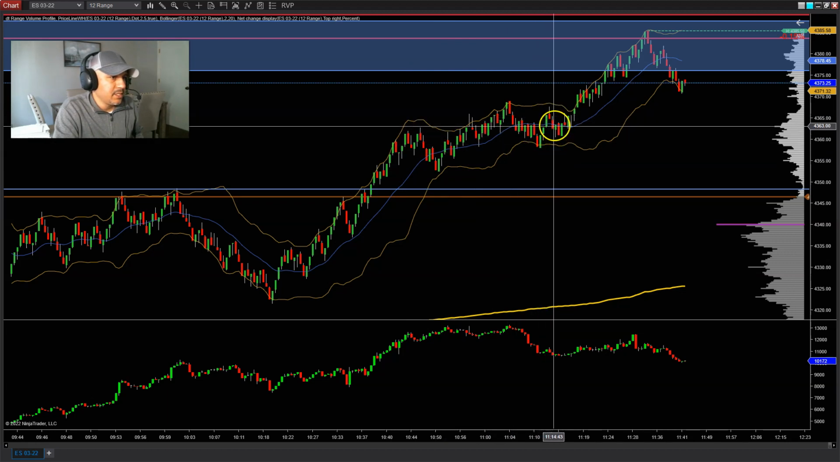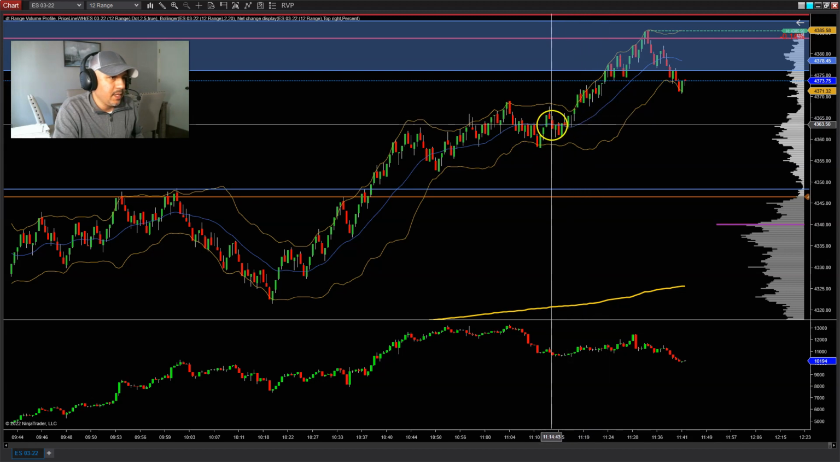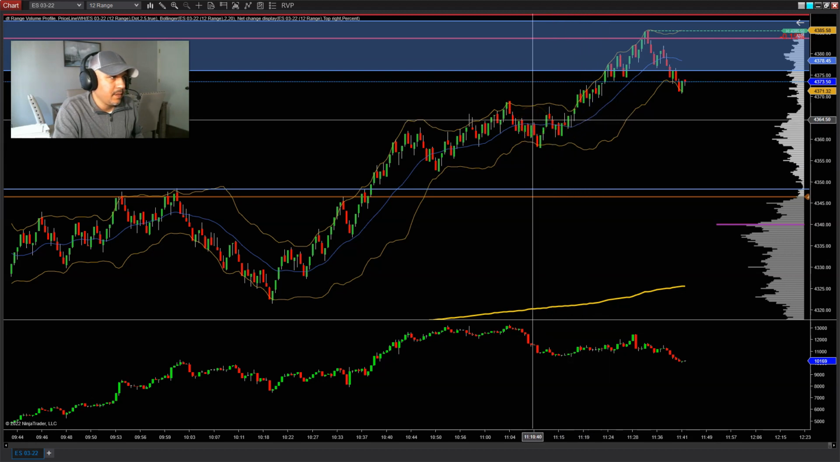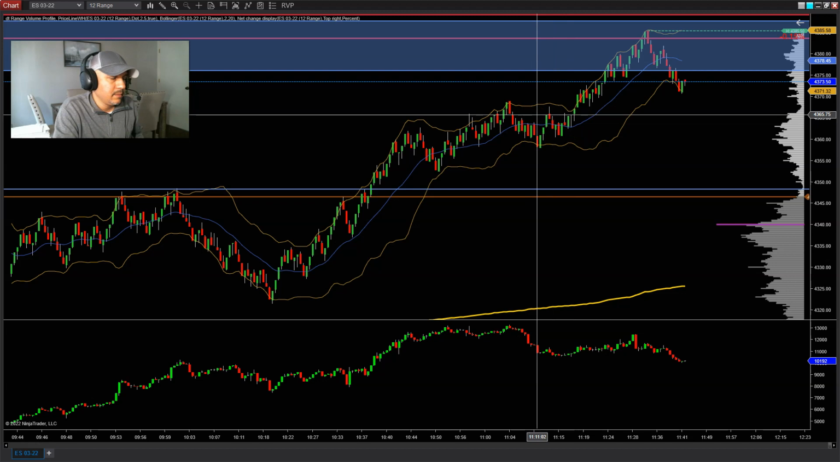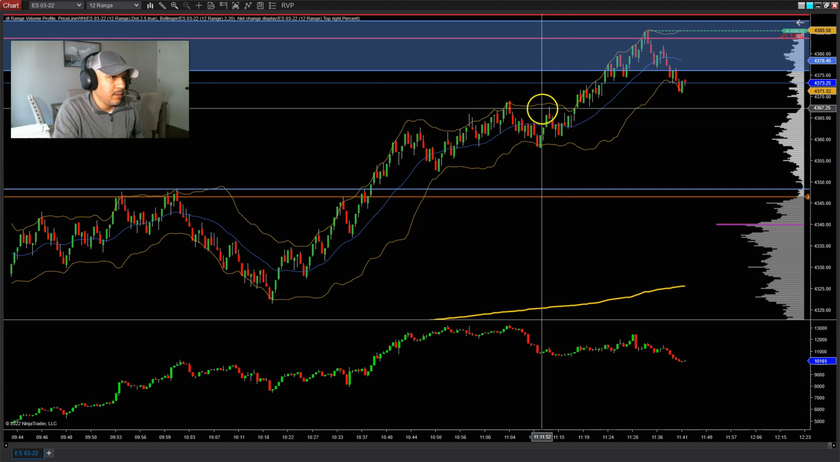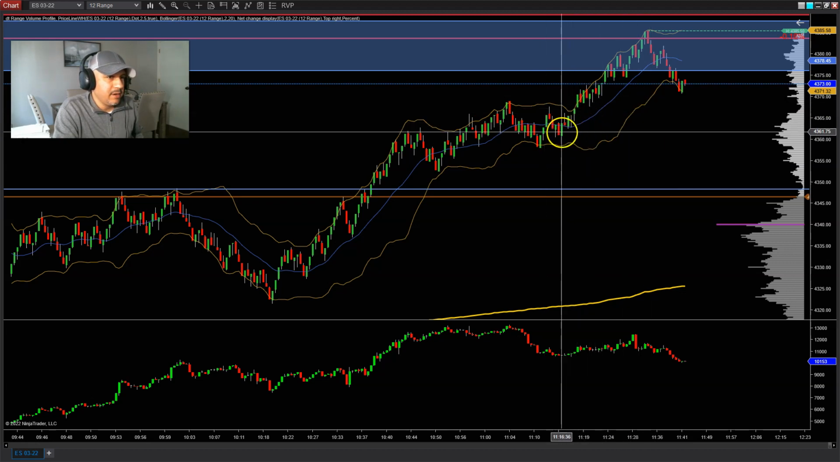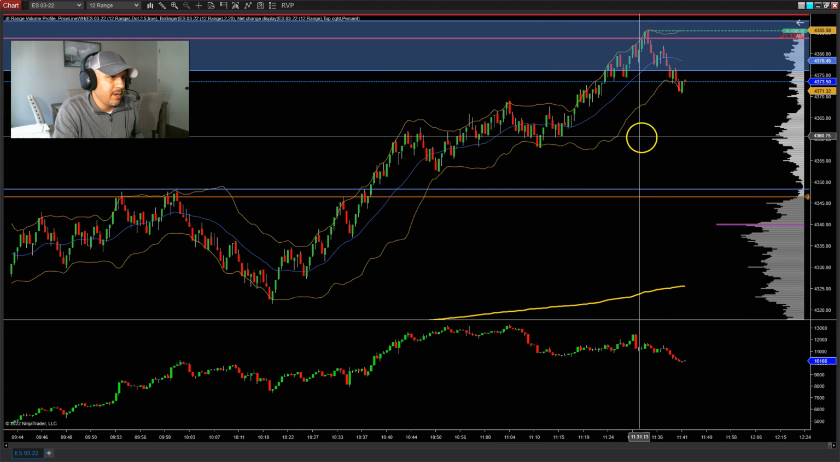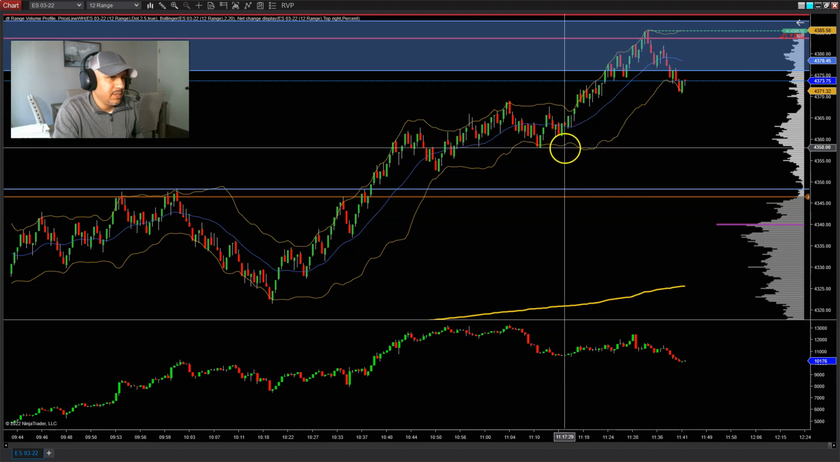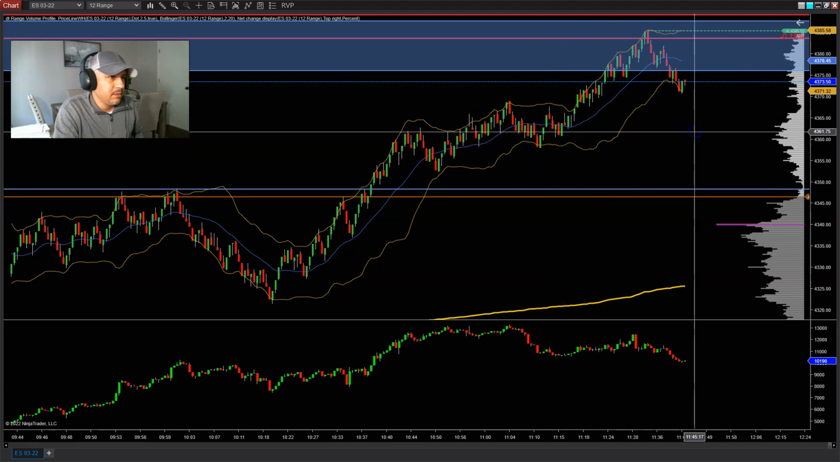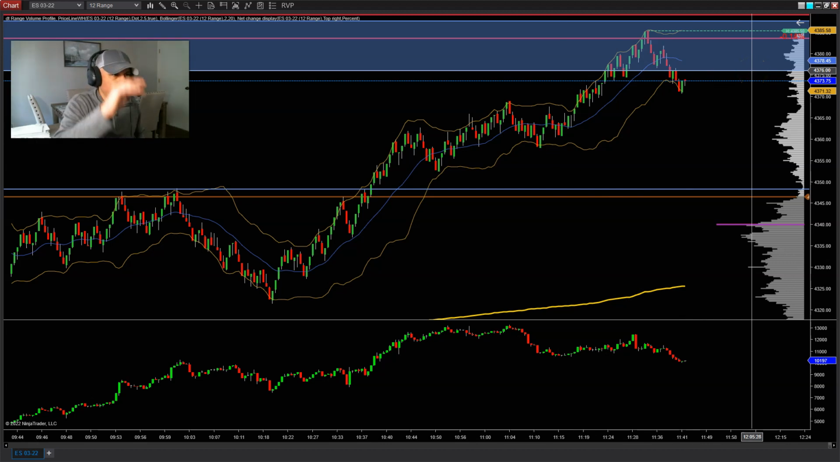Honestly speaking, price could come down to this area right here, but we're dead smack in this high volume area. I would particularly like to see it come a little lower, but we'll see what it's actually going to do.